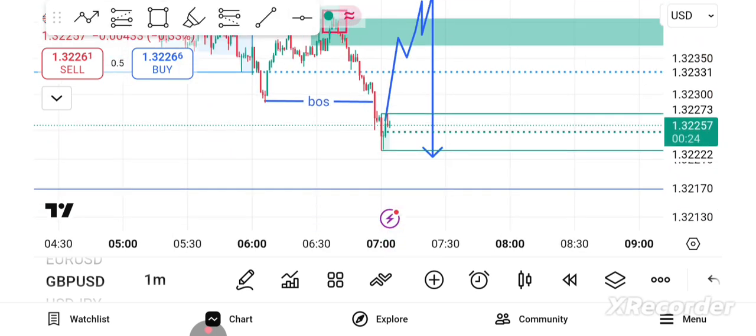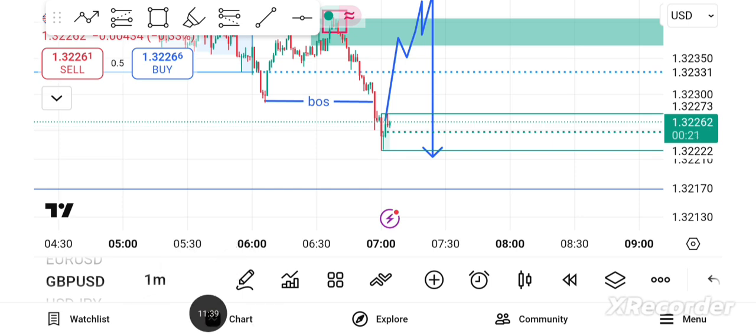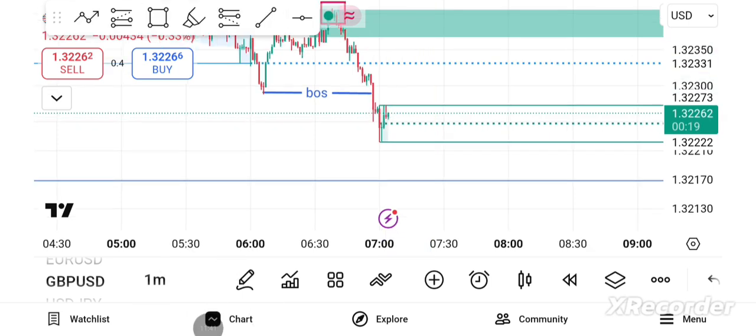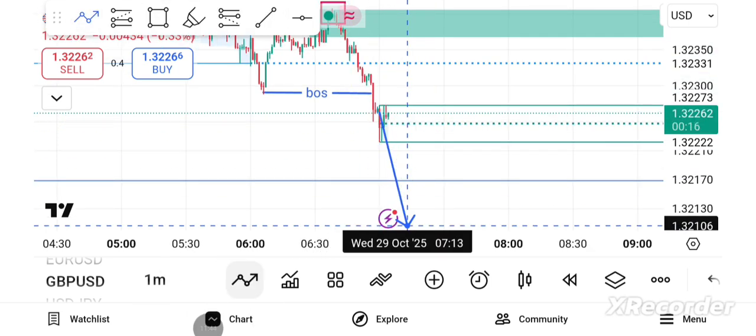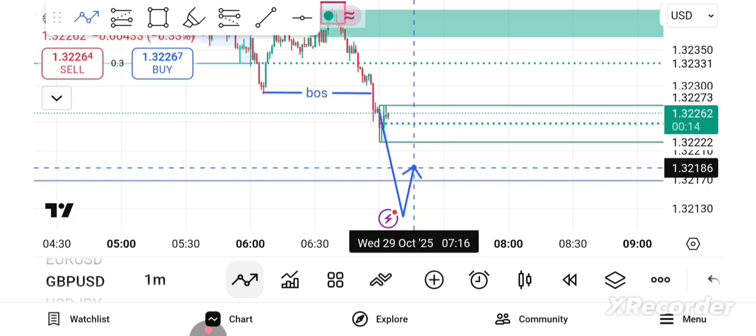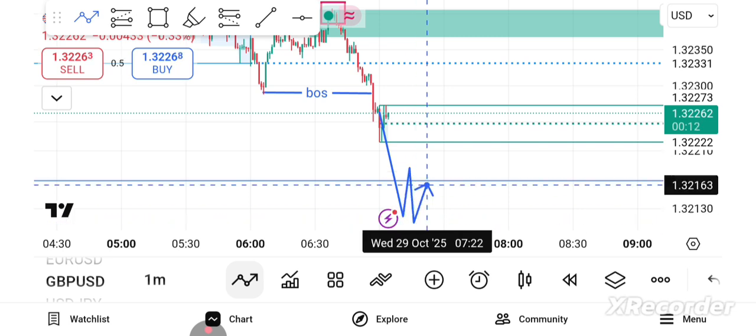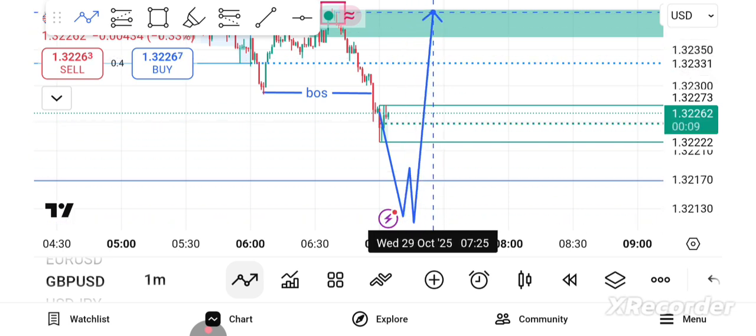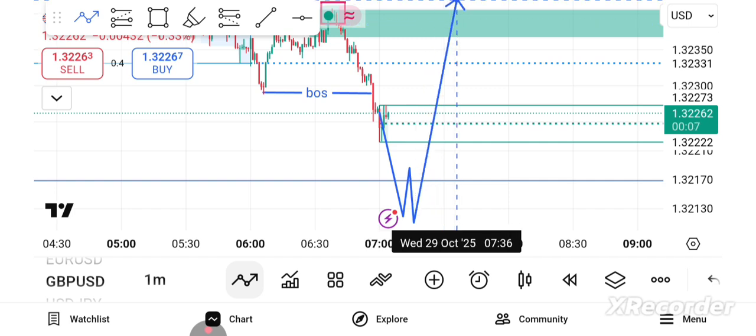And the other thing I would like to see is if price continues bearish and we take out the whole zone here, we grab liquidity and I see a change of character, then I'm going to buy, maybe at least targeting the supply zone or maybe beyond.